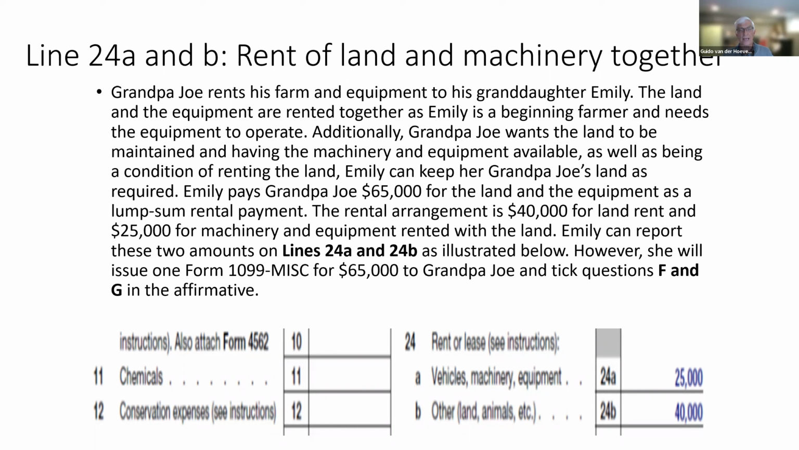So they negotiate that, and it's going to be $65,000 as a total package for land and equipment, $40,000 for the land, $25,000 for the equipment. And so you can see that split. It's going to be there, 24A and 24B. That's how Emily would report it. And again, she's going to tick the questions F and G in the affirmative that we talked about at the very beginning of this presentation.